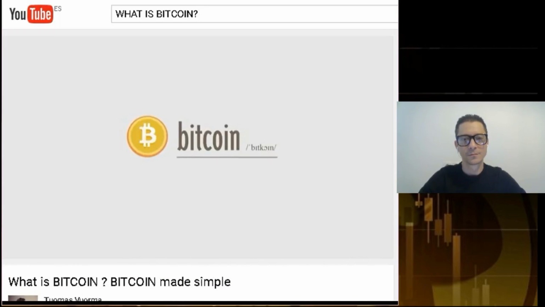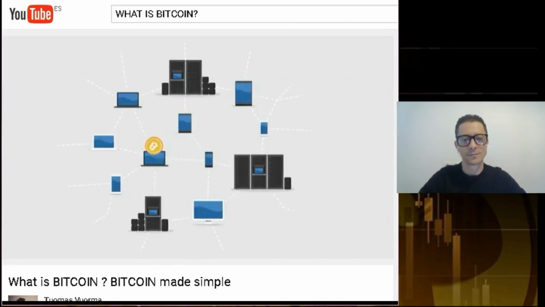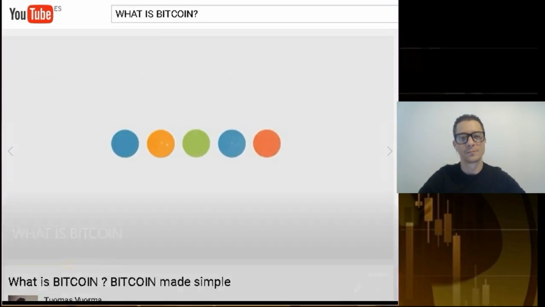What is Bitcoin? Bitcoin is the first decentralized digital currency. Bitcoins are digital coins you can send through the internet. Compared to other alternatives, Bitcoins have a number of advantages.